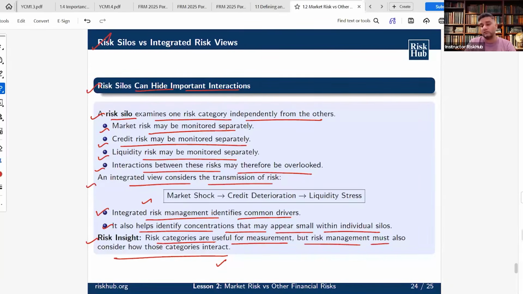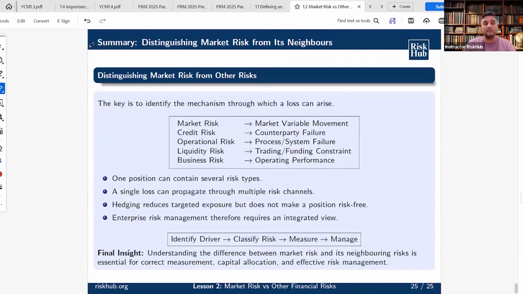And then we get into the next part, which is slide number 25, summary: distinguishing market risk from its neighbors. To distinguish market risk from other risks, the key is to identify the mechanism through which a loss can occur. Market risk: market variable movement. Credit risk: counterparty failure. Operational risk: process or system failure. Liquidity risk: trading or funding constraint. Business risk: operating performance. One position can contain several risk types. A single loss can propagate through multiple risk channels.